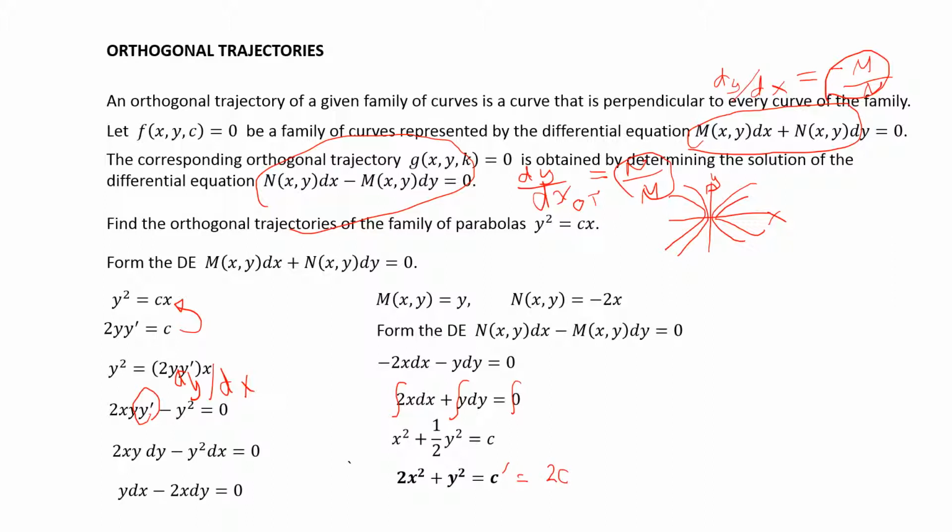Notice that this curve is actually a family of ellipses. Let's divide that by c. That will be x squared over c plus y squared over 2c equals 1. You see, this is a family of ellipses, and it represents a family of ellipses centered at the origin.